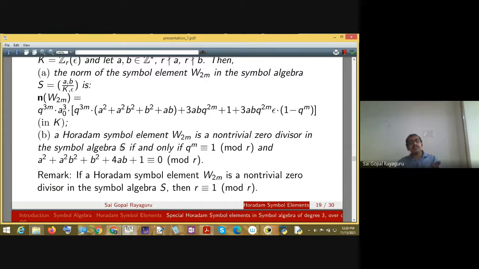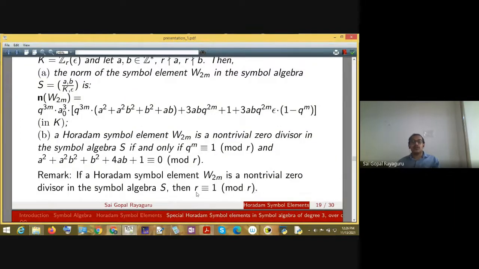And conversely, if we are saying that W2m is a non-trivial zero divisor of that considered symbol algebra, then these two conditions need to hold. And from this proposition we can have a remark, or we can say a corollary. That states that if a Horadam symbol element W2m is a non-trivial zero divisor in the symbol algebra, then this R is congruent to 1 mod R.